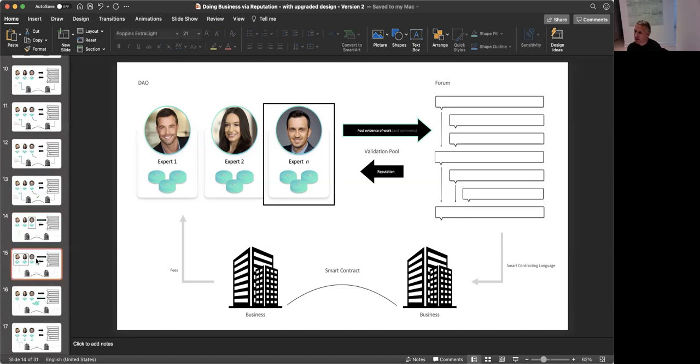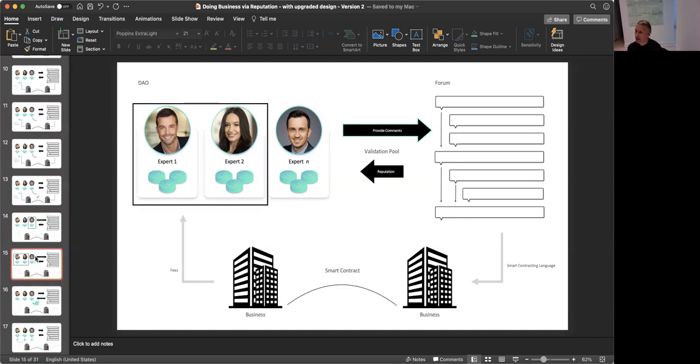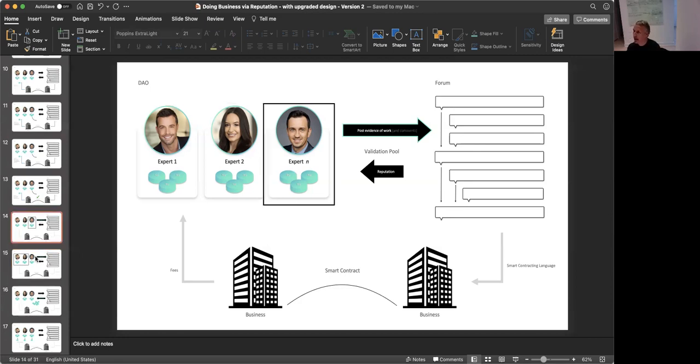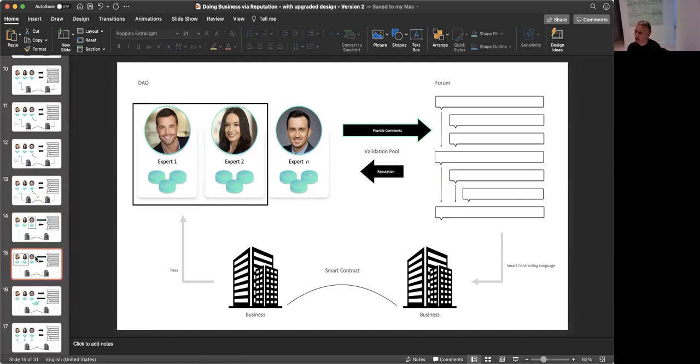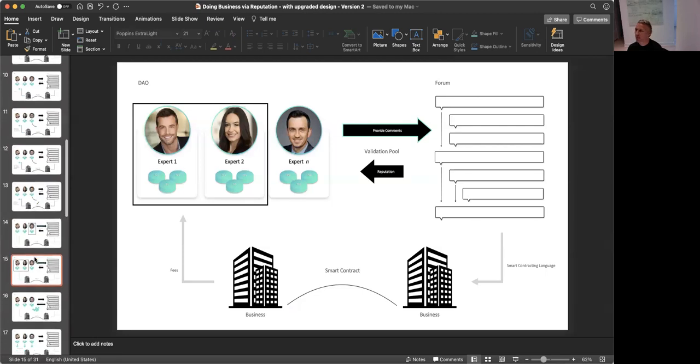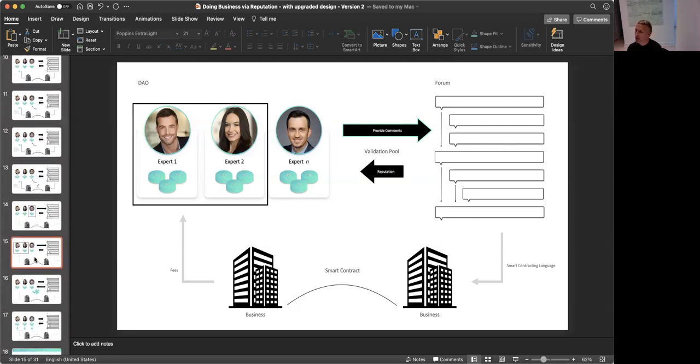What happens is that the other members of the DAO are now providing comments, right? So we have the person doing the work, providing evidence of the work performed. The persons who are part of the DAO need to police that person's work in order to make sure that the DAO's work quality is maintained. They're now providing comments on the forum pertaining to that particular post of expert N's evidence of work.